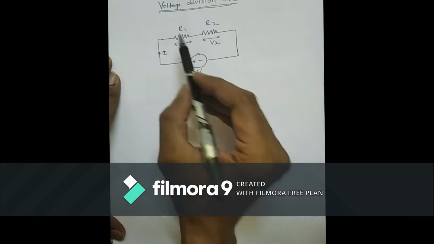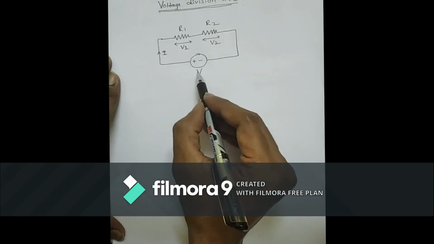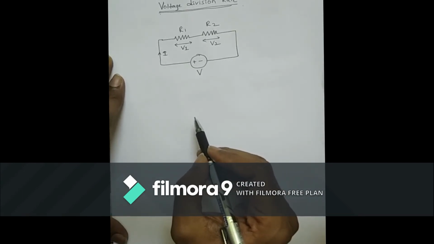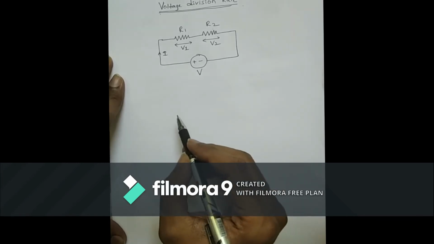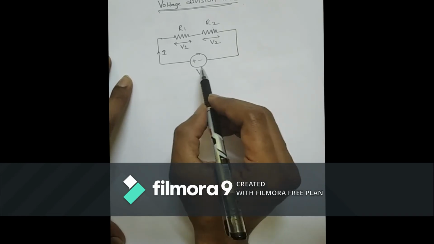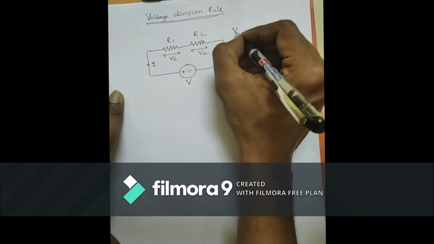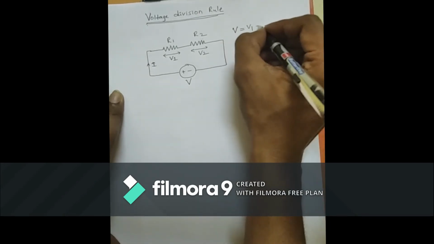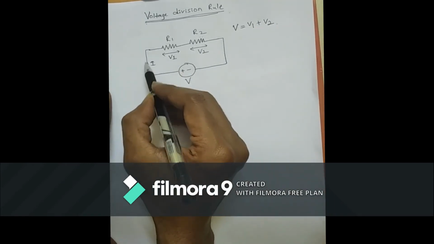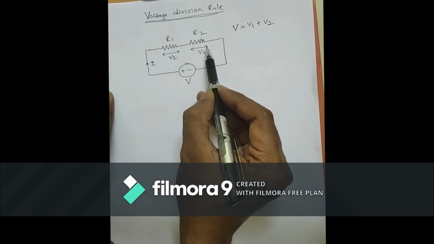In this given network, two resistances R1 and R2 are connected in series, and the applied voltage is V. We know that when resistances are connected in series, they act like a voltage divider circuit. Here the applied voltage V is divided between the resistances R1 and R2. I can say the applied voltage V is V1 plus V2. And for series resistances, the current is the same, only the voltage is divided between these two resistances.